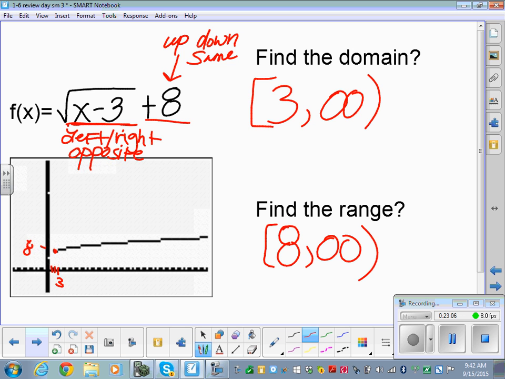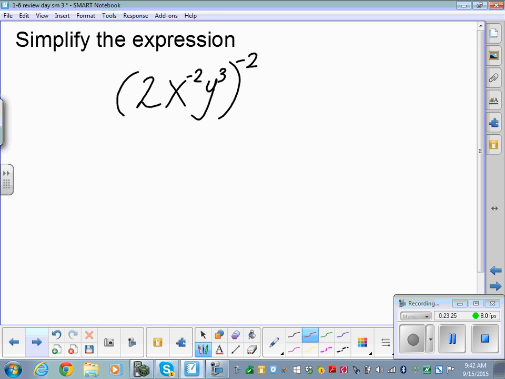Okay, remember that the shift on the inside of the root is always opposite. So if it would have been plus 3, we would have gone back 3. And then this stays the same. So it's not opposite, it's the same. Okay? So if that would have been minus 8, you would have shifted down 8 on the outside. Okay, and then moving on.